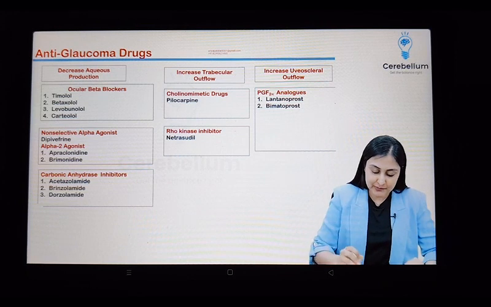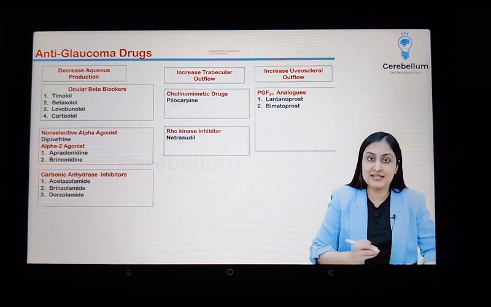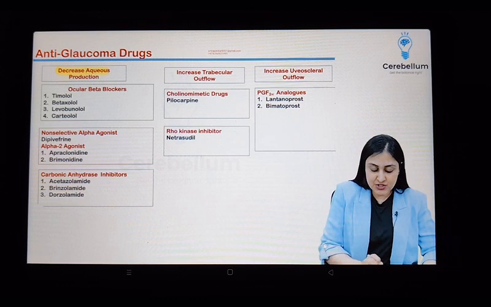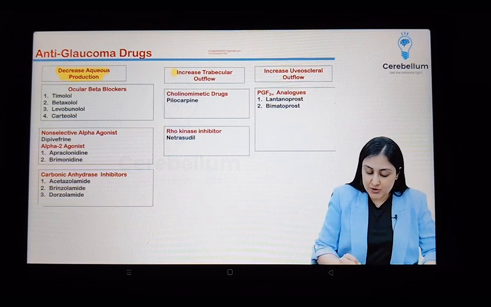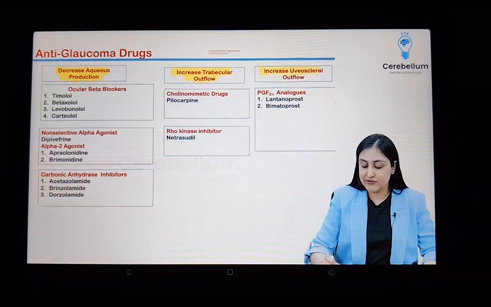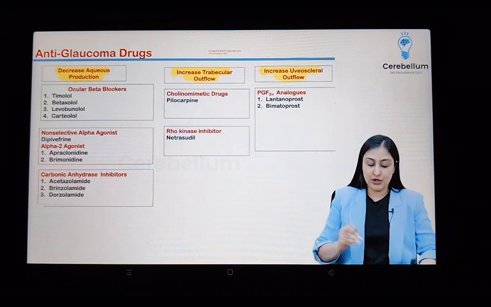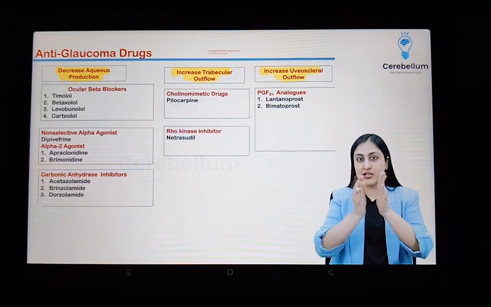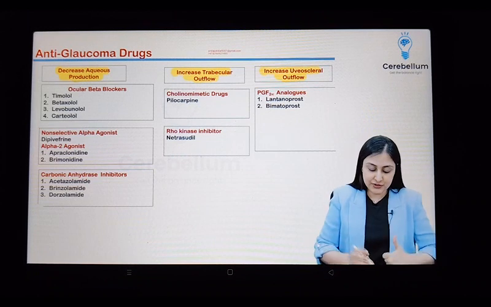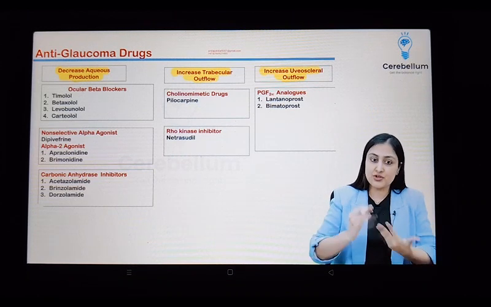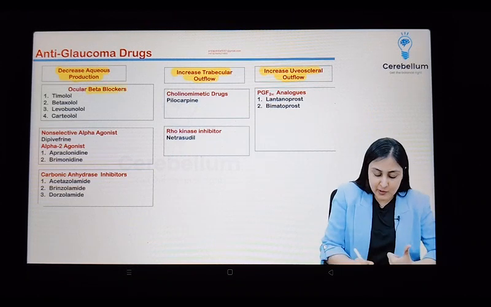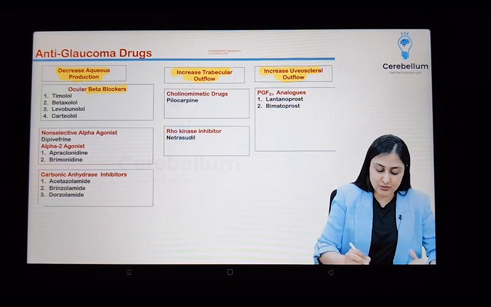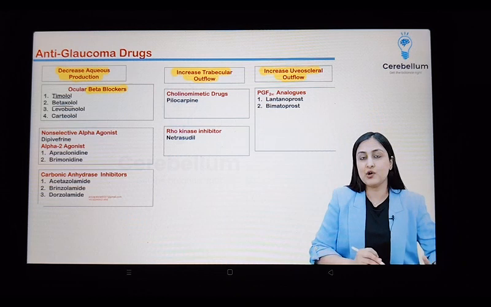So first of all, what you want to remember here are the mechanisms. First, the drugs which decrease aqueous production, the drugs which increase trabecular outflow, and the drugs which increase uveoscleral outflow. Alright, so the drugs which are going to decrease aqueous production are the ones which cause vasoconstriction. So for this, we can either have alpha agonists or beta blockers. Makes sense, right? For beta blockers, the most commonly used drug is timolol, but the best one is betaxolol. Alright, so these are the beta blockers that we use.